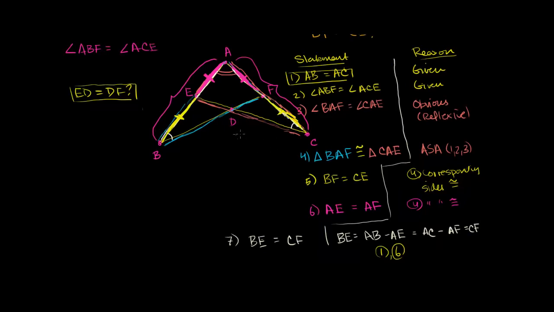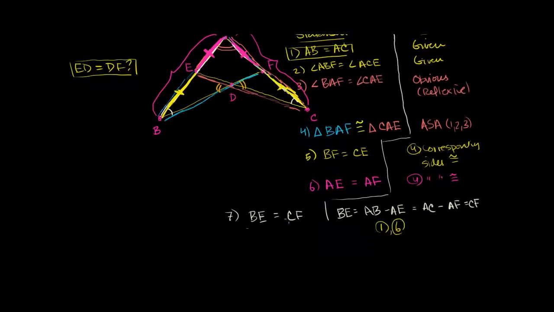Now, the other thing that we know, and this is straight out of vertical angles, is that this angle, EDB, is going to be congruent to angle FDC. So let me write that down again. So 8, we know that angle EDB is going to be equal to angle FDC. And that comes straight out of vertical angles. Vertical angles are congruent, or their measures are equal.